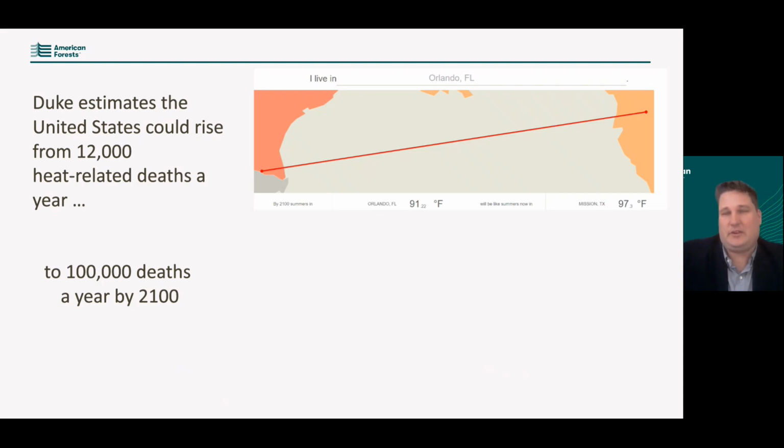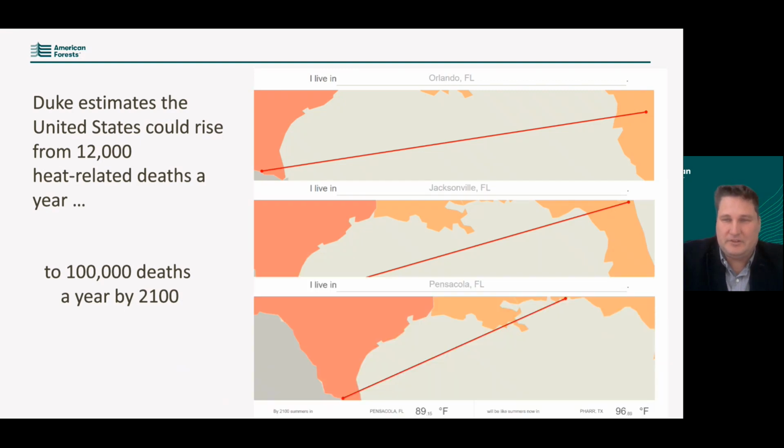I looked across Florida, a bunch of different cities in Princeton's Climate Central tool, and they all point to the most southern part of Texas for what the temperatures will be like by the end of this century. So that's looking at about a 7-degree increase across the board in Florida. That changes a lot more than 7 degrees might seem.